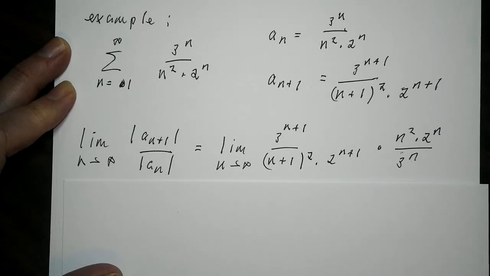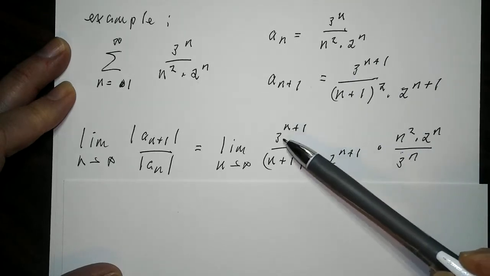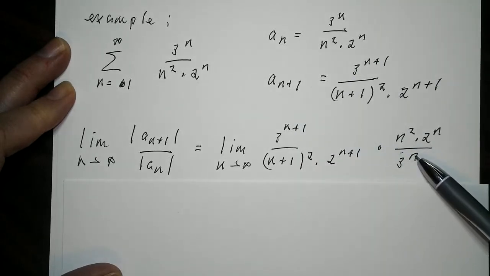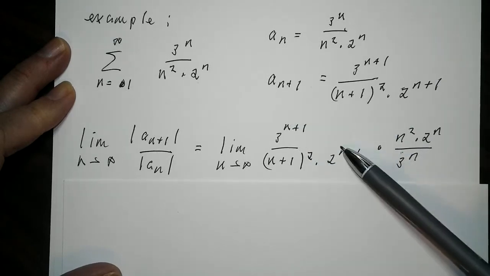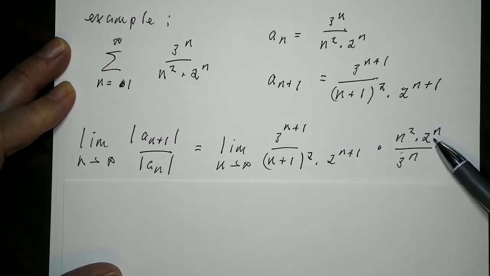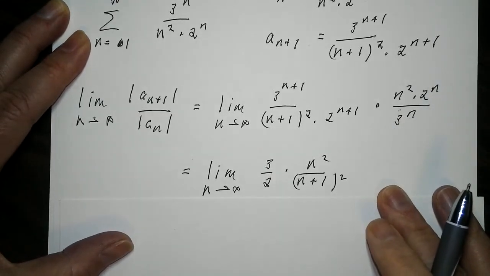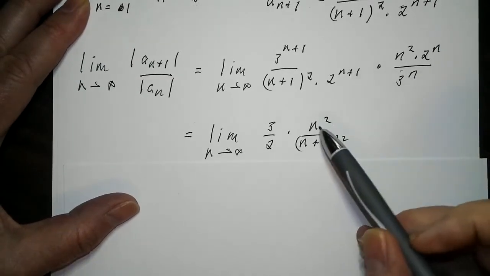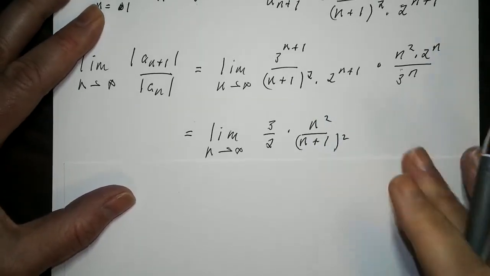Now there's going to be some simplification, some cancellation that takes place. 3 to the n plus 1, most of that will cancel with 3 to the n. There will be a 3 left. The 2 to the n plus 1, most of that will be canceled by 2 to the n, so there will be a 2 there. So we have the limit as n goes to infinity of 3 halves times n squared over n plus 1 squared. Let's expand this.